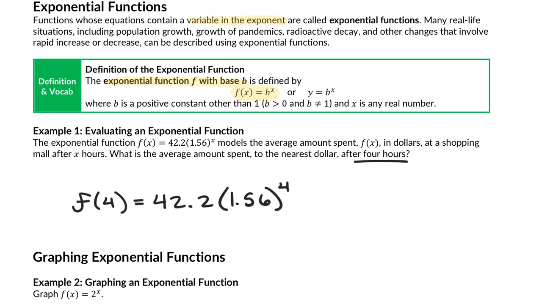These are not really questions that we necessarily do in our head, because unless the number you're multiplying by is a nice pretty whole number, you're not going to be able to do it in your head. So in your calculators right now, we're going to type that whole thing in there. So 42.2, open parentheses, 1.56, close parentheses, then raise that to the 4th power. What do you get?